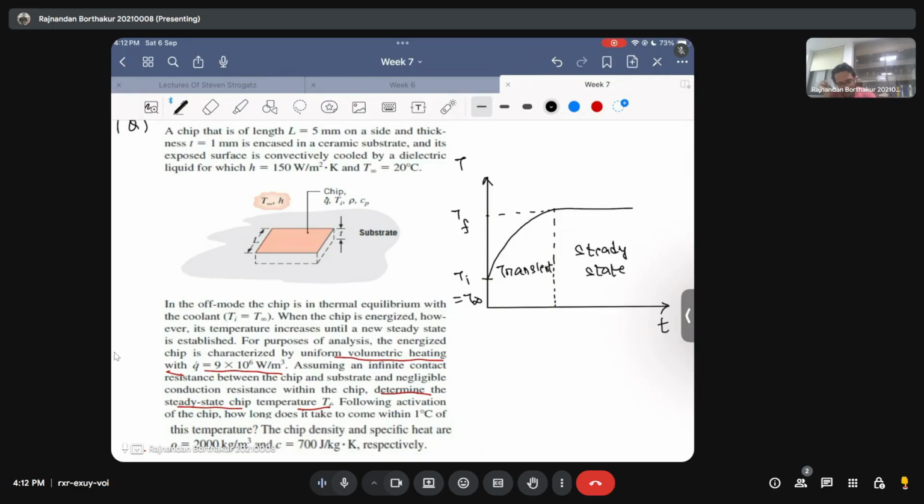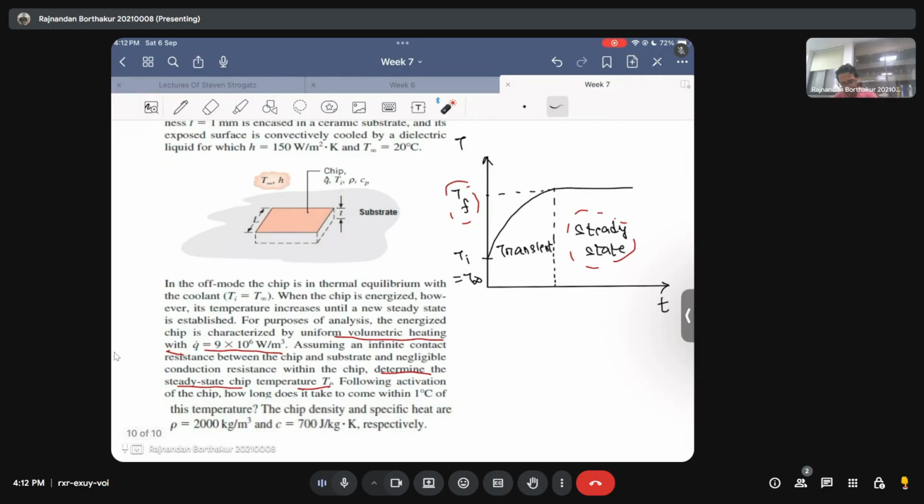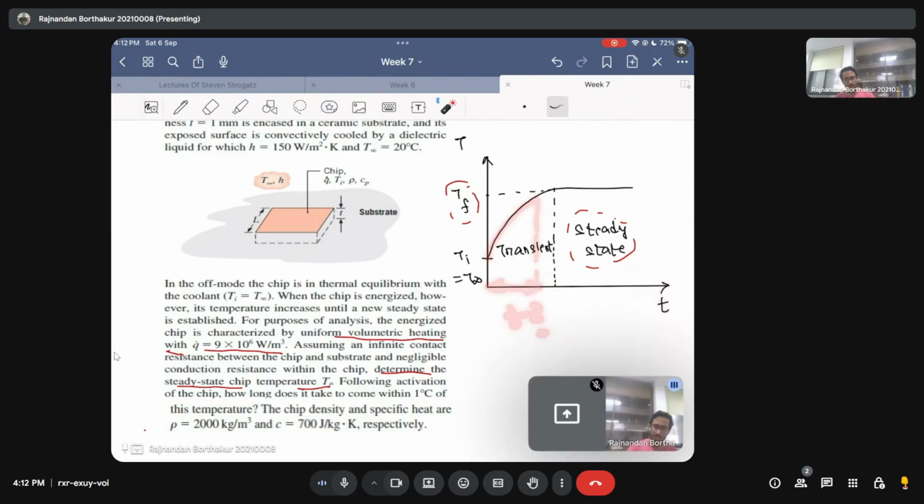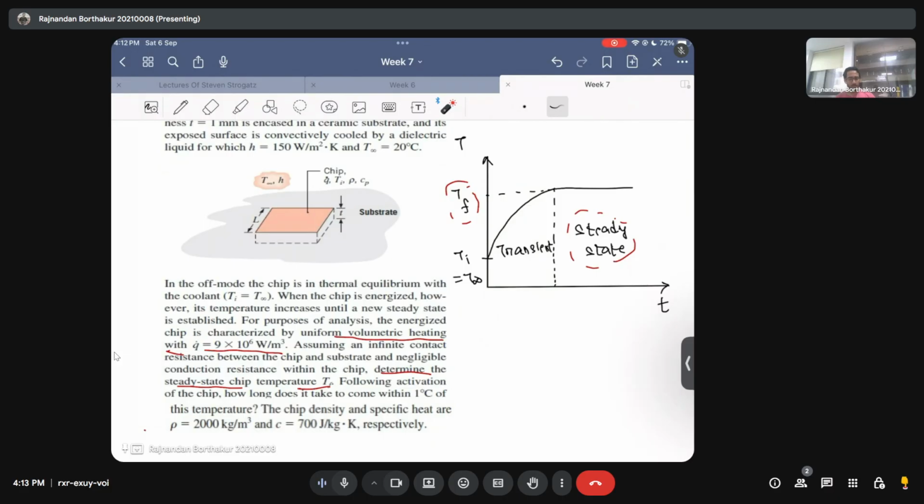So in the first part of this problem, they are asking that at steady state, what is the value of this TF? That's what they're asking. And in the second case, they are asking how much time it takes to actually reach a temperature which varies by just 1 degree Celsius with respect to the steady state value. So they are basically asking you to calculate this particular time. They're asking the value of this time, to be precise. That's the second case that they are actually asking us.